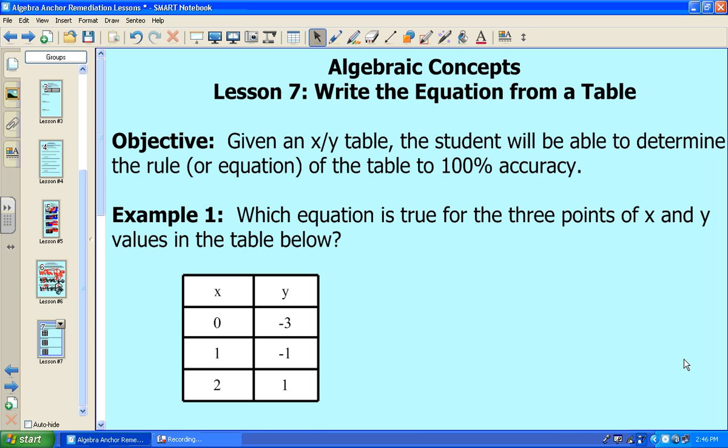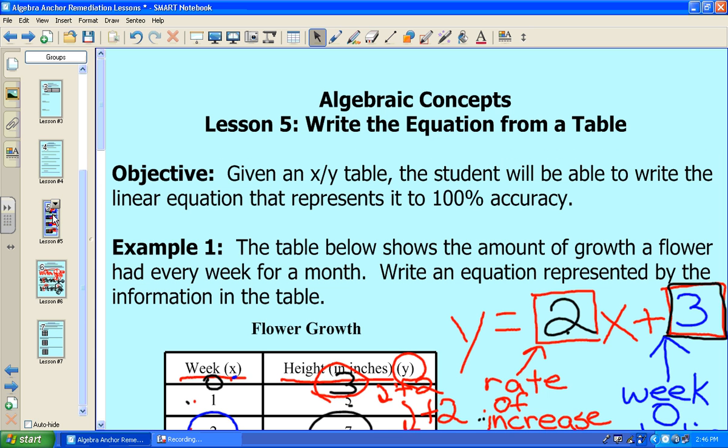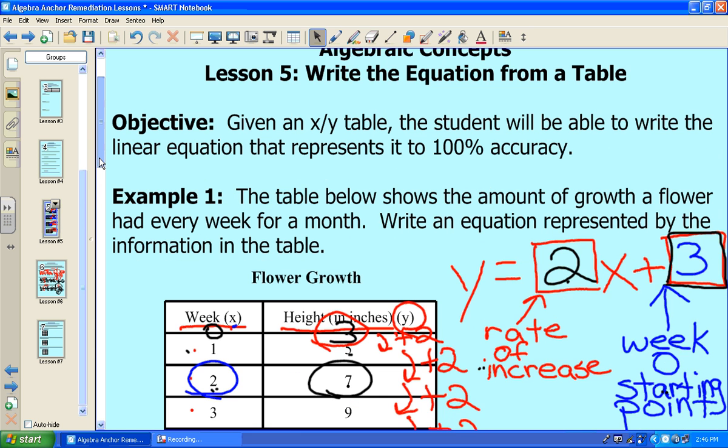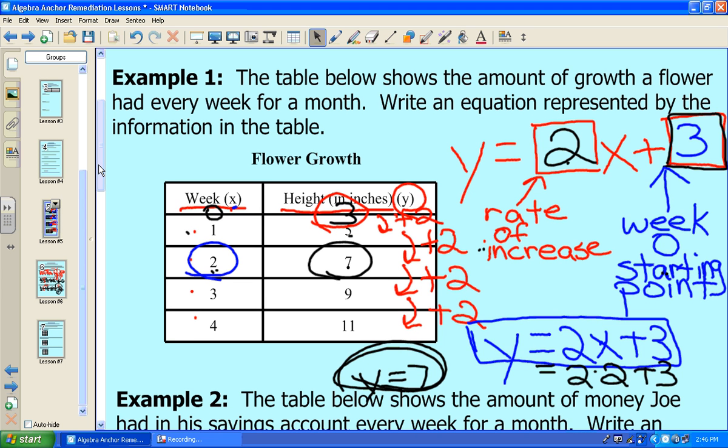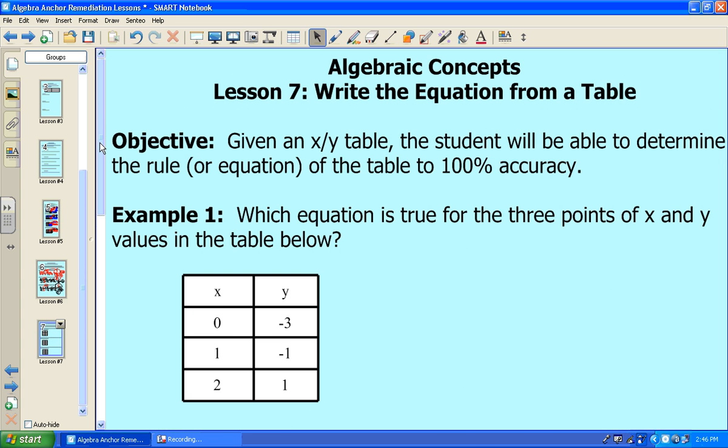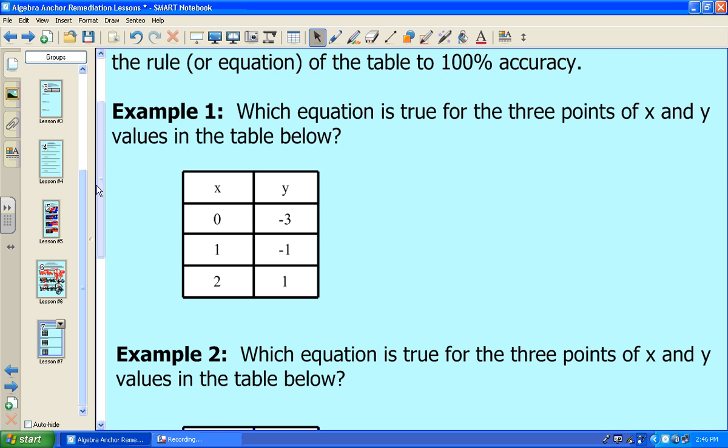It is very similar to lesson 5, two lessons ago, where I gave you a word problem that was an XY chart and you had to create the equation. In this lesson, it is the exact same thing, except it is not a word problem. I'm just giving you the XY table and you're writing the equation. Besides that, there's nothing new.